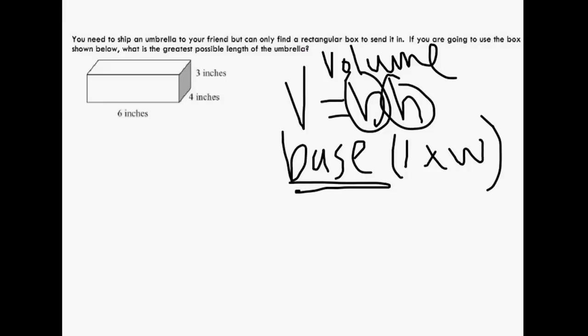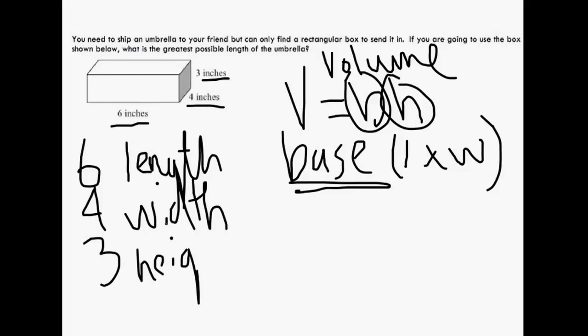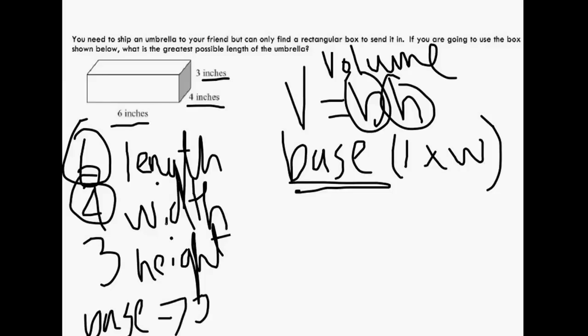So I have three numbers here, 6, 4, and 3. 6 counts as my length. 4 is my width, and 3 is my height. Now, in order to get base, I need to multiply my length times width. So I'm going to multiply 6 and 4. That's going to give me 24 for my base. I have a base of 24.